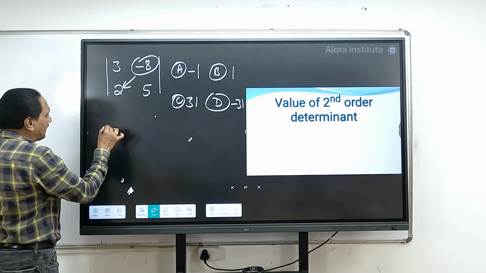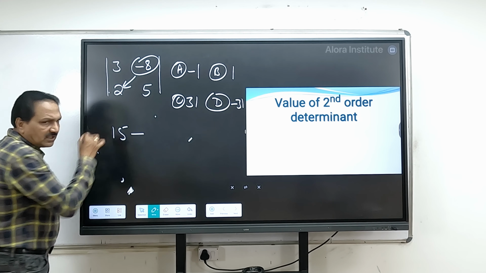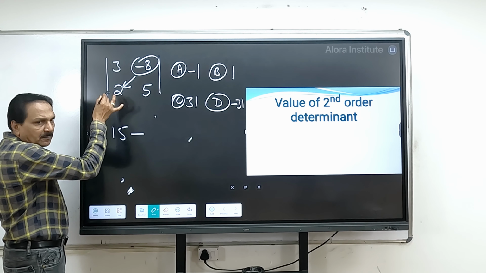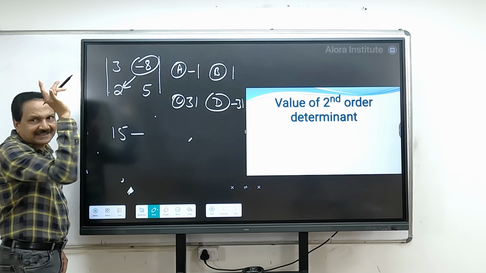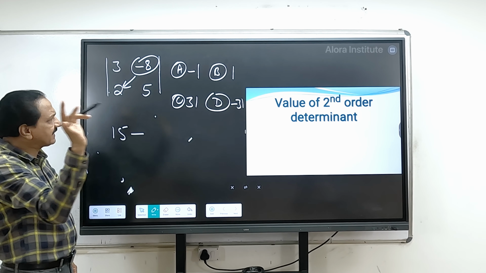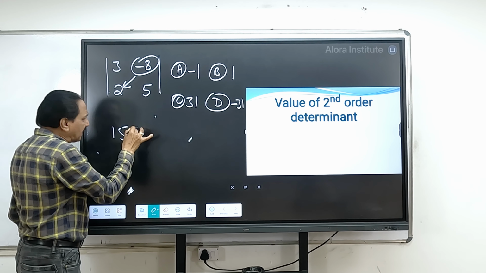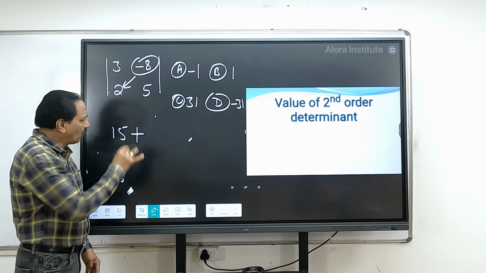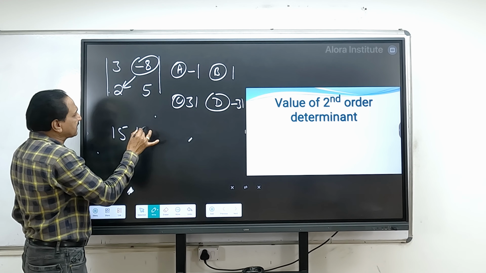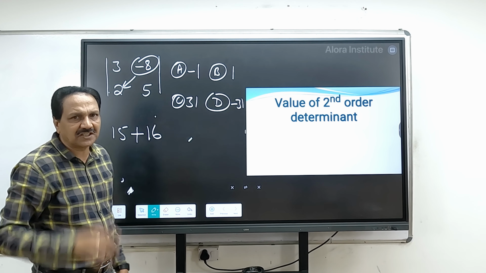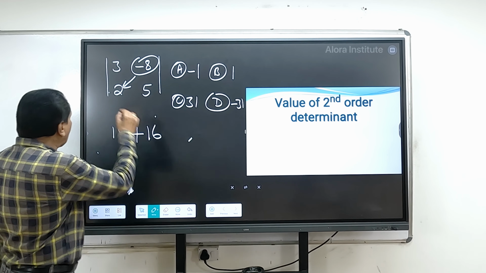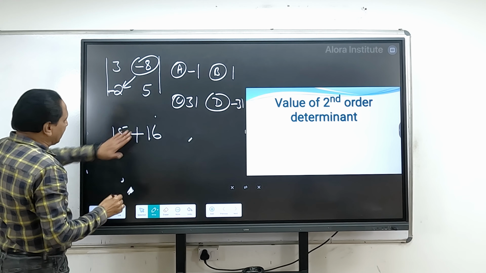Right? So, 3 5s are 15. Minus is the formula minus. When you go for the multiplication of these two, one more minus is there. One more minus is there, remember guys. And minus of minus, directly convert it to plus. Formula minus, one more minus, plus 16. Answer is 31.